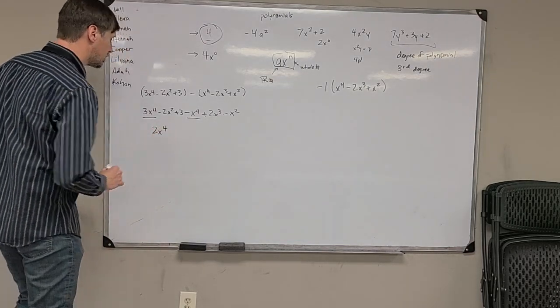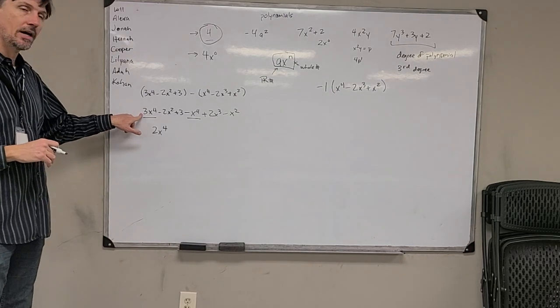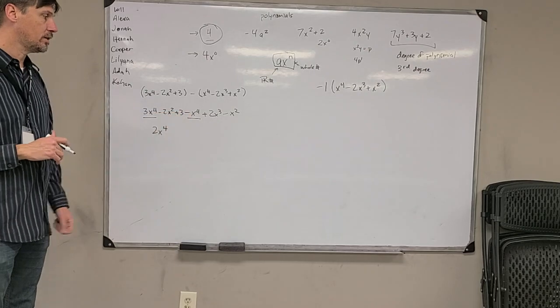Because since we're doing addition/subtraction, you only add or subtract the coefficients in the front, right? And leave the variables the same. So 2x to the fourth. Does everybody see how I got that? 3 minus 1. They understood the 1 in the front here.